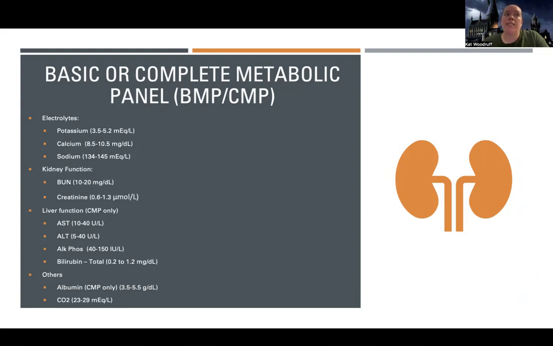For replacing potassium, if it's really low, we usually like to do a mix of oral and IV. I know everyone's like, oh my goodness, I just need IV, but I'll tell you, it's not always well absorbed IV. So usually a mix of oral and IV is helpful to get it up, depending on how low it is.